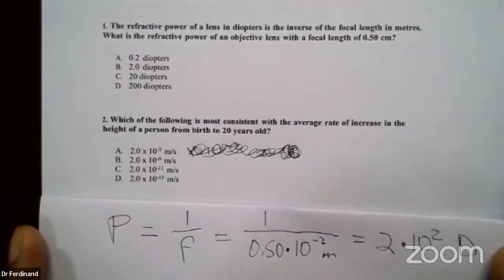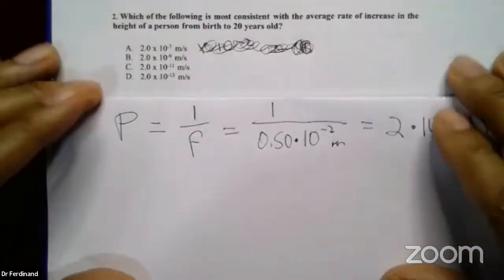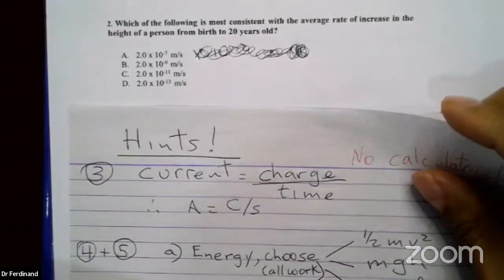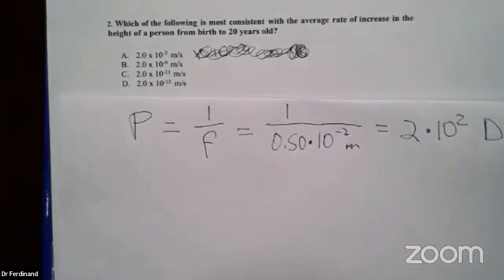And next, so this one, you got a little bit of a hint, just in case. Or no, that's the next one you got a hint for. This one does not require a hint. It requires disciplined dimensional analysis. So which of the following is most consistent with the average rate of increase in the height of a person from birth to 20 years old?